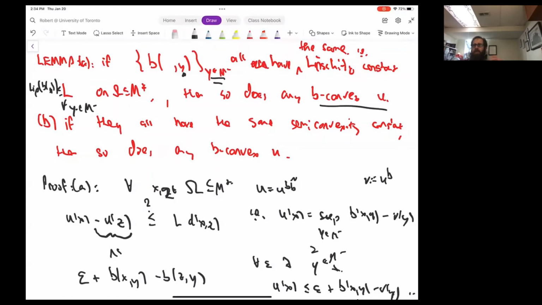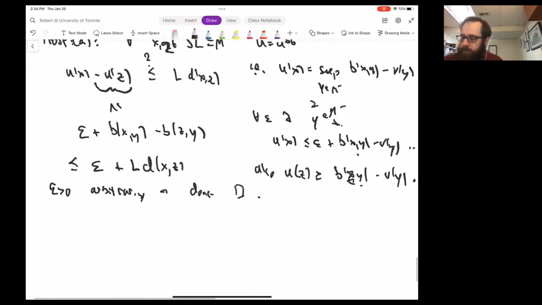And so that tells us that if m plus is a manifold and we have these bounds, then the minimizers in the Kantorovich dual problem are actually locally Lipschitz and locally semiconvex functions. Sorry, VB. So confusing.